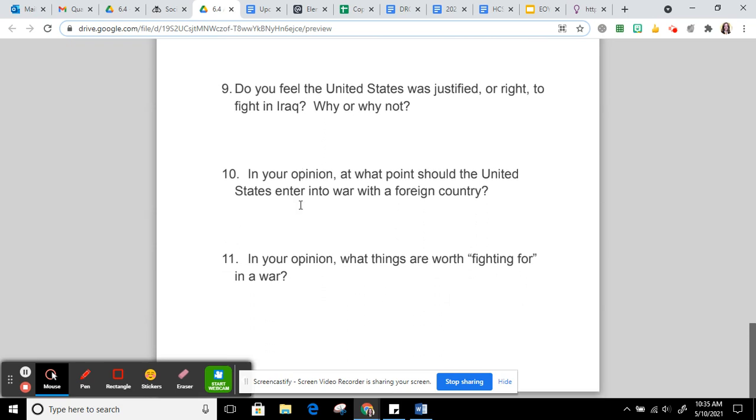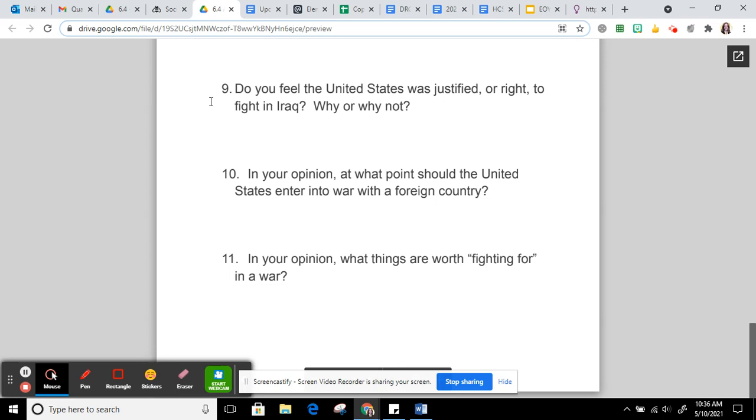Number 10, in your opinion, at what point should the United States enter into war with a foreign country? So at what point should the United States make that decision to go to war in a different country? What's that point that the United States says, yes, okay, we need to go to war? And then number 11, in your opinion, what things are worth fighting for in a war? So what are some of the reasons when we do go to war, what should those reasons be? What are the things that we're fighting for? What are worth it? Okay.